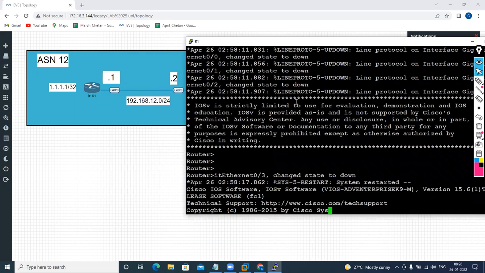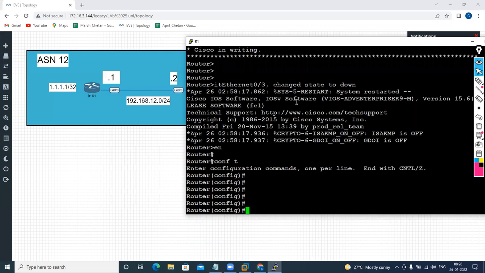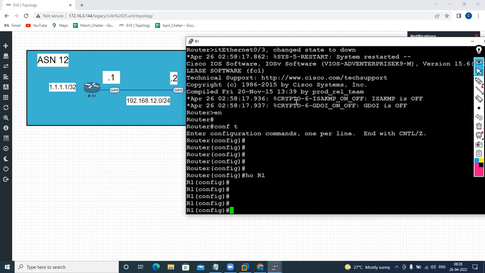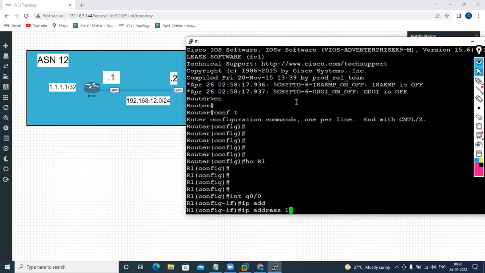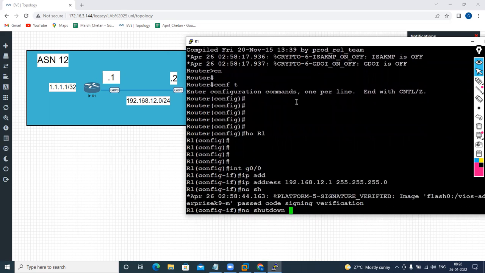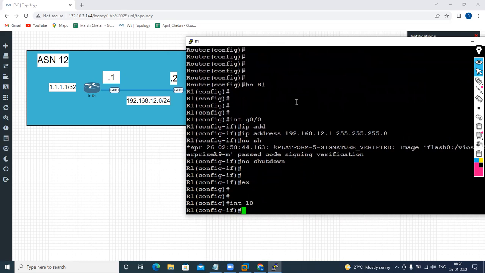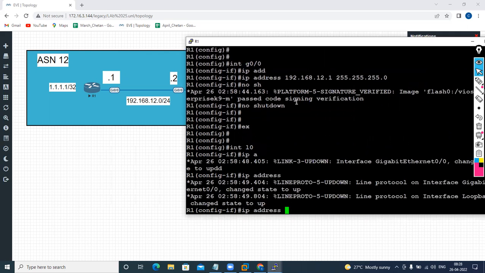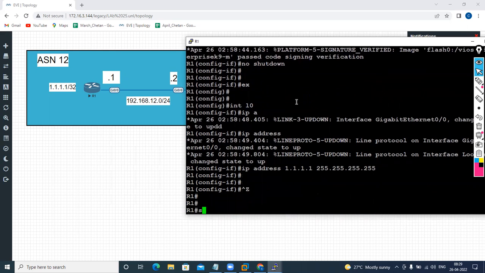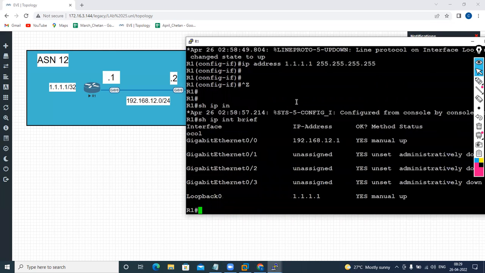Okay. Enable, config, hostname R1. Interface 0/0, IP address will be 192.168.12.1. We have loopback 0. The IP address will be 1.1.1.1/32. Now, show IP interface brief. So I have assigned 0/0 with 12.1 and we have loopback 1.1.1.1. Done.